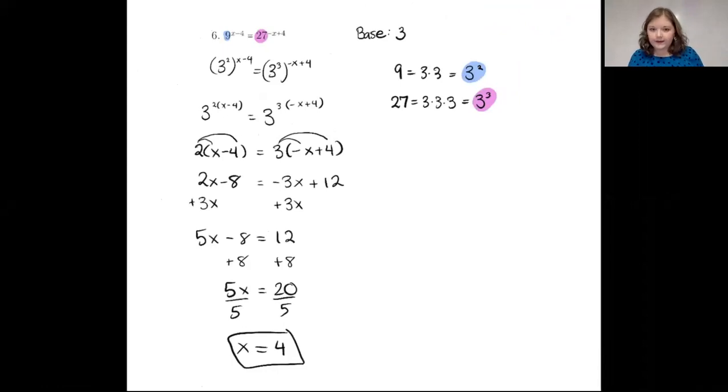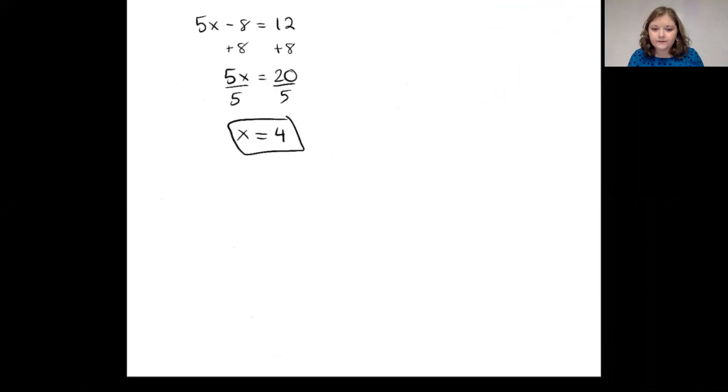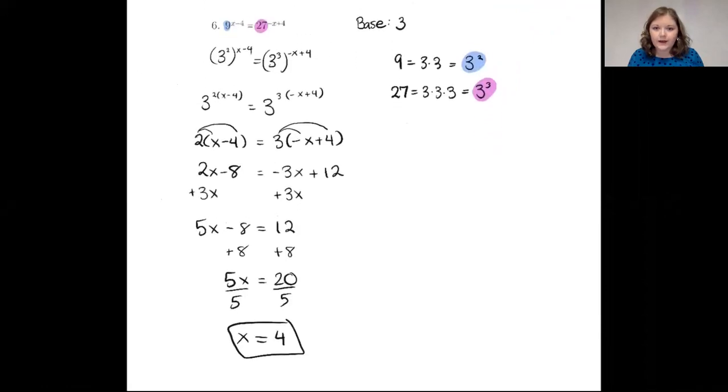So I believe that that is the last example of this section. I think that one went by pretty quickly.